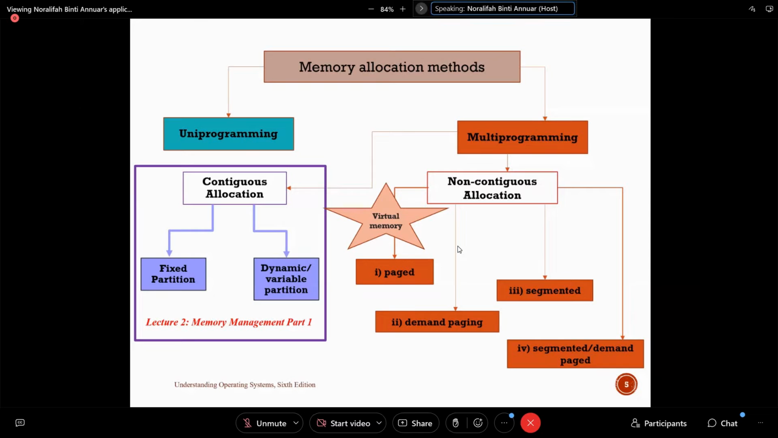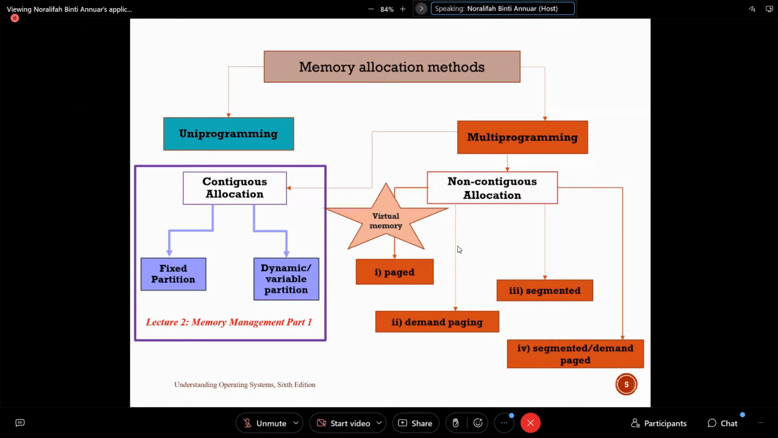Okay, and then multi-programming uses non-contiguous allocation. Previously, what you learned last week was contiguous allocation. Contiguous allocation means the whole job cannot be broken into a number of parts. Let's say the job size is 1 KB, for example. The 1 KB job must be loaded entirely into the memory. You cannot break it up; it must go in as a whole job. That is contiguous allocation. Today it's non-contiguous allocation.